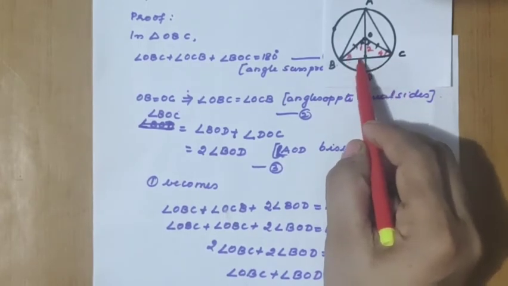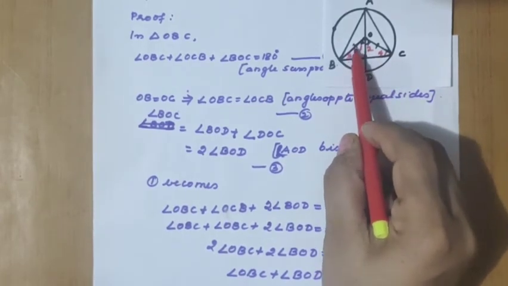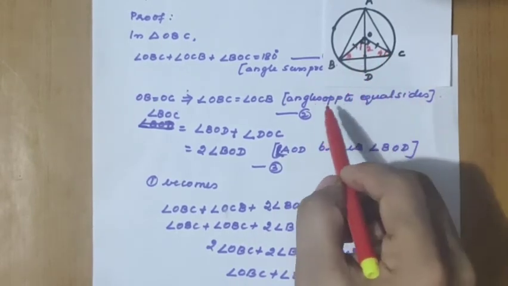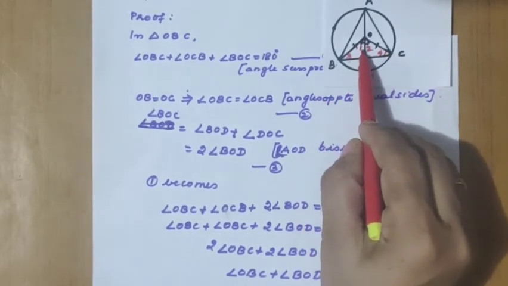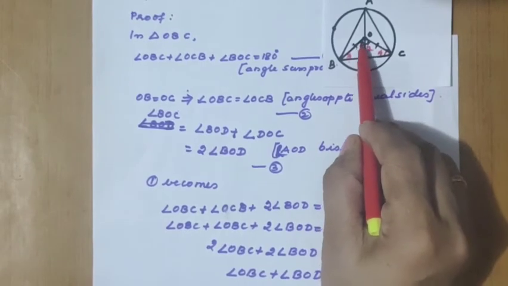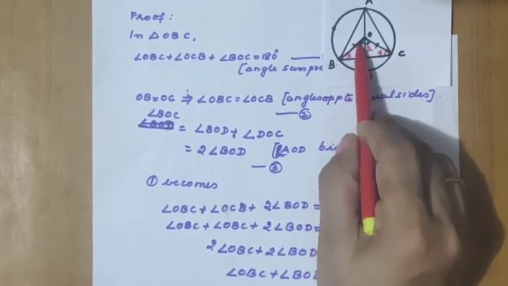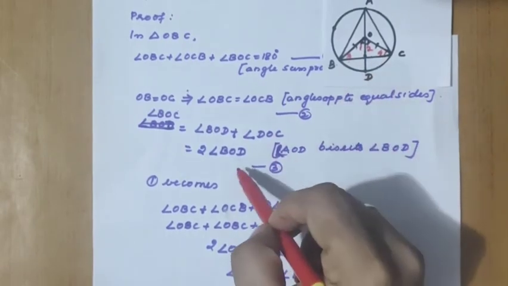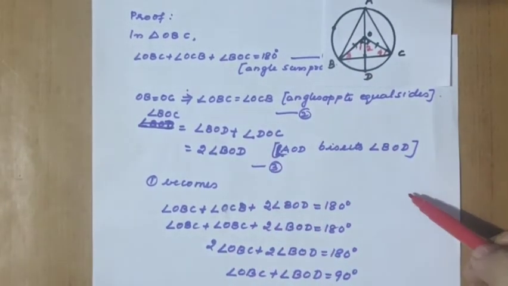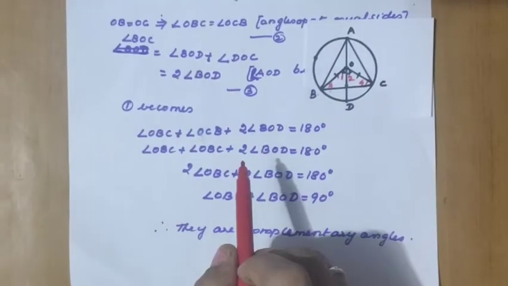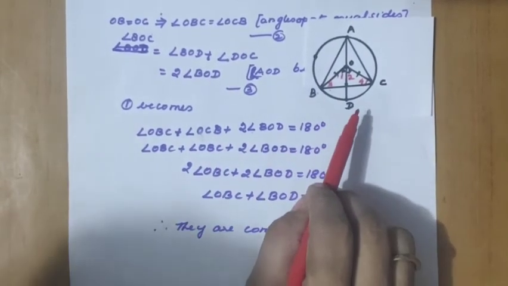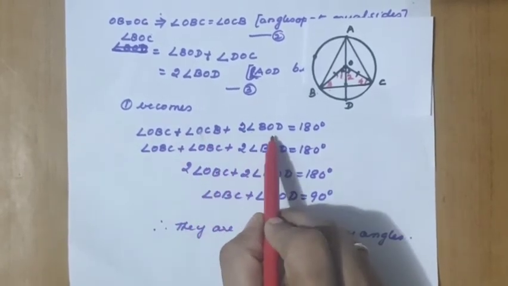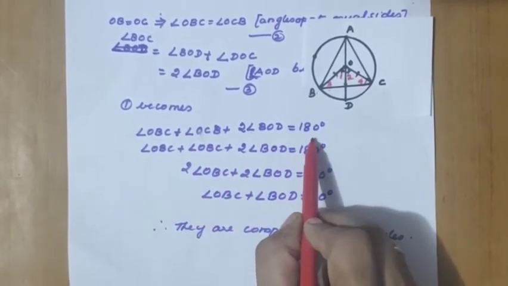Angle B and C are equal because they are opposite to the equal sides OB and OC. Now what is the next step? Because it's a bisecting property, we can write angle BOC as either 2 times of BOD or 2 times of DOC. We have written here 2 times of angle BOD. So all these results we are putting in equation 1. Then what will happen? OBC plus OCB plus 2 times of BOD equal to 180 degrees.